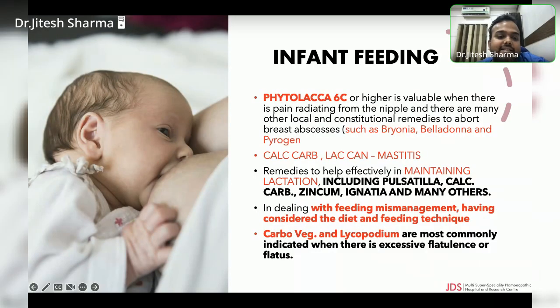Now, Phytolacca 6C or higher is very valuable when there is pain radiating from the nipple, both local and constitutional. From the nipple, they radiate the pain. There are many other remedies for breast abscesses also: Bryonia, Belladonna, Pyrogenium. And you can think of Calcarea carb and Lac caninum also in mastitis, where there is a lot of pain in the breast.